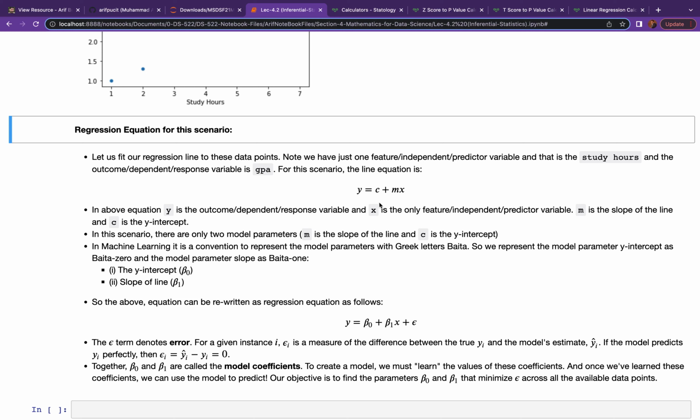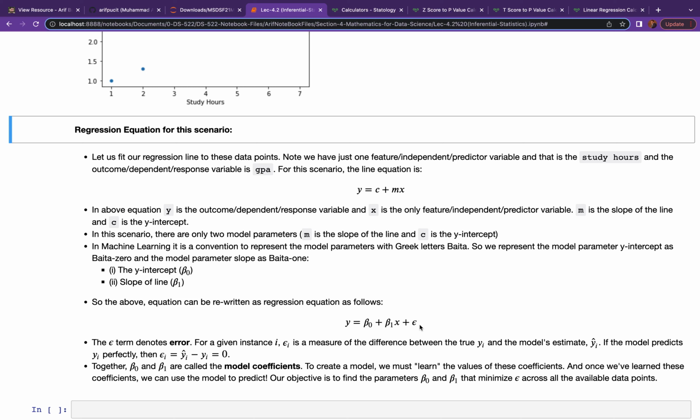The two model parameters over here in this case are this c, the y-intercept, represented by the Greek letter beta 0, and this m over here is the slope of the line. This is normally represented by the Greek letter beta 1 in machine learning language or syntax. So we can write the regression equation like this: y is equal to beta 0 plus beta 1 x plus epsilon, where epsilon is the error and we want to keep it minimum.